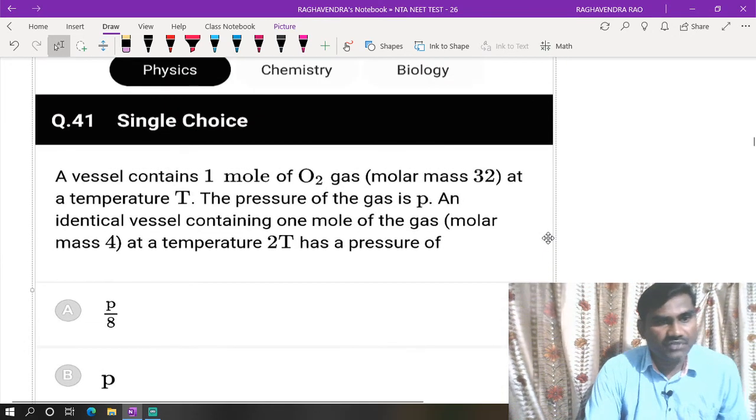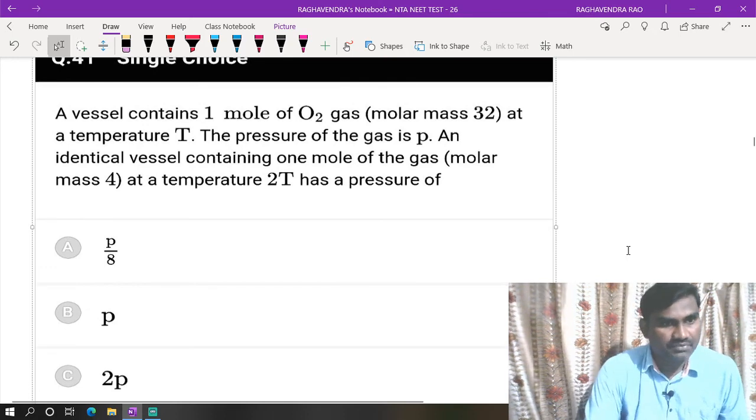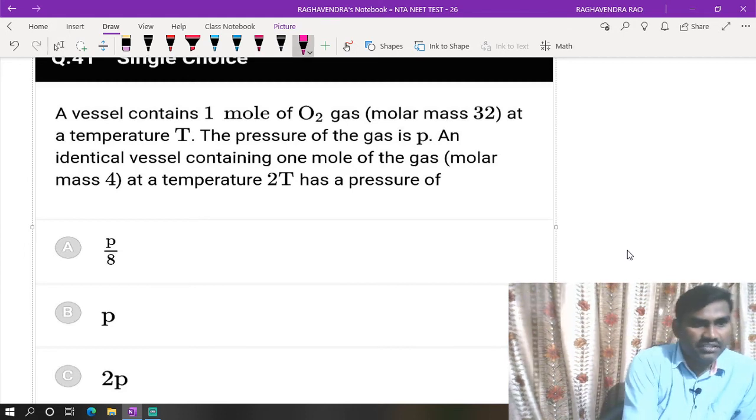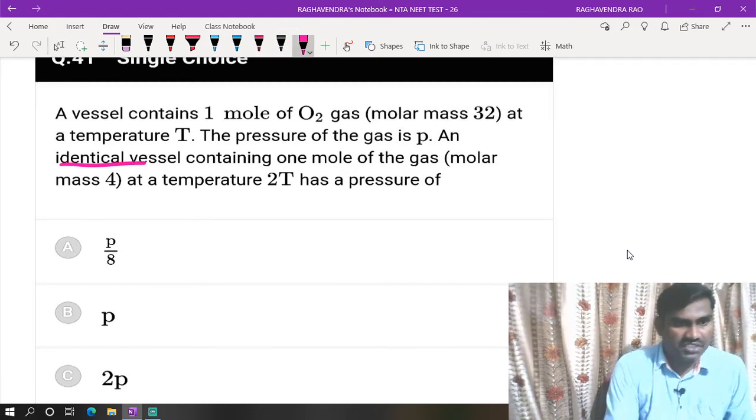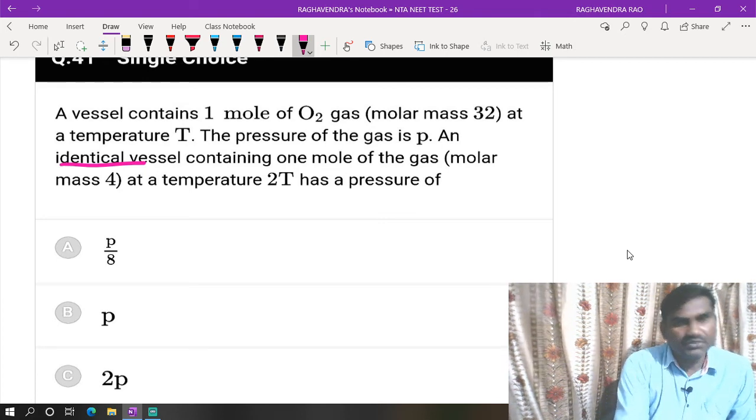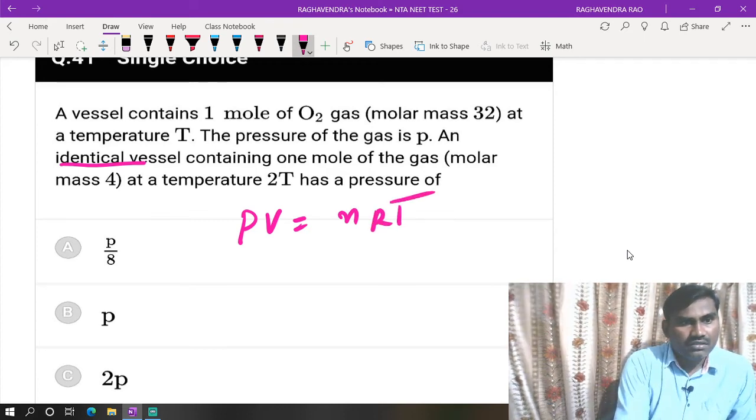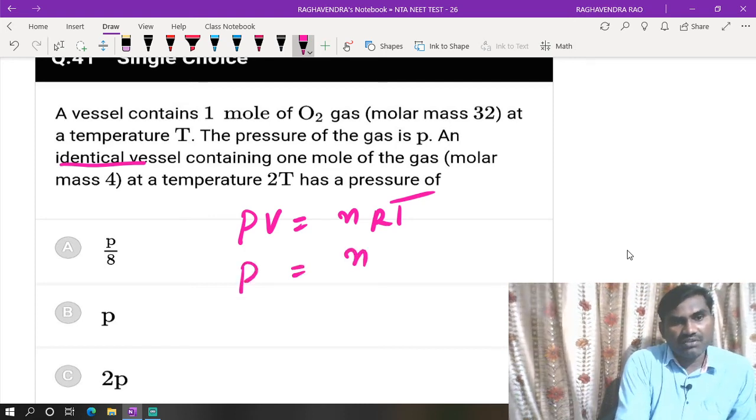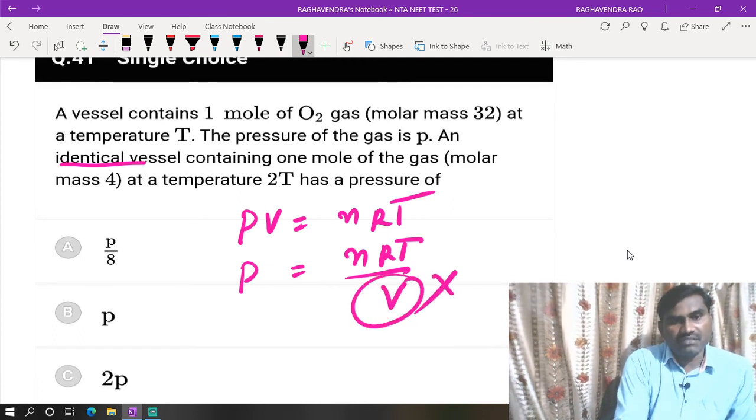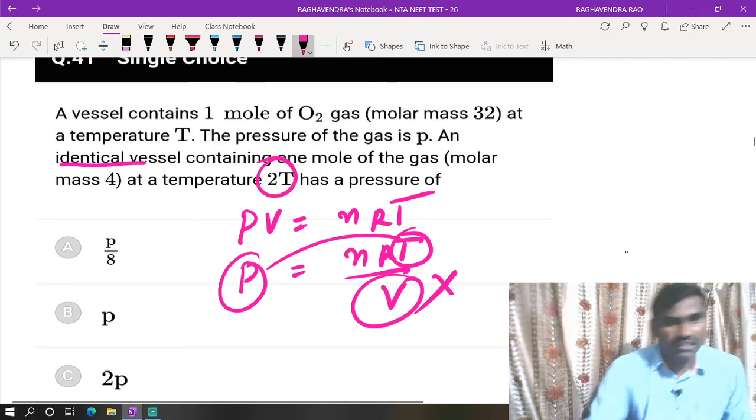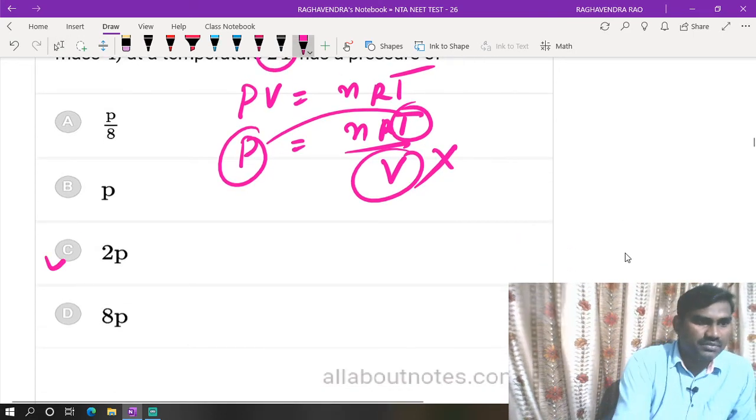Right. A vessel contains 1 mole of O2 gas at temperature T. The pressure of the gas is P. An identical vessel, which means the volume remains constant, contains 1 mole of the gas at a temperature of 2T. What is the pressure? You know PV is equal to nRT, so P is equal to nRT by V. As the volume remains constant, P is directly proportional to temperature. As the temperature is doubled, the pressure also becomes double. So that is in option C.